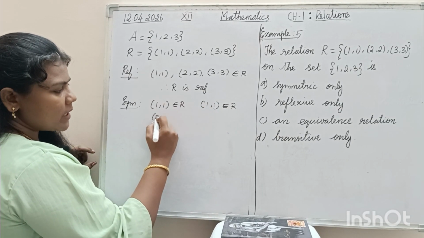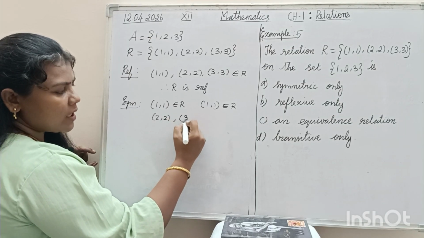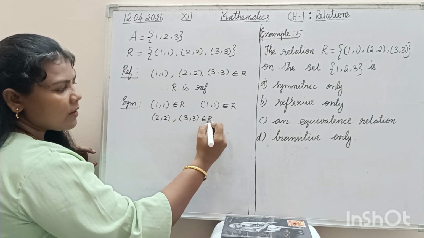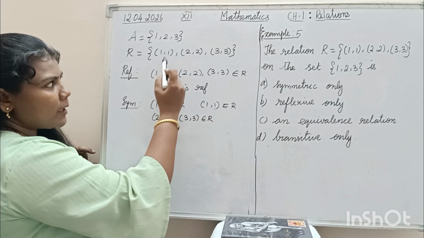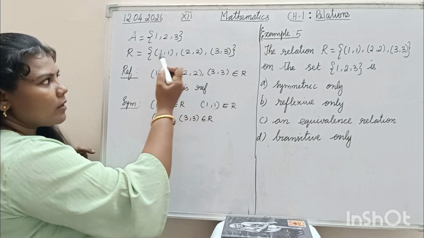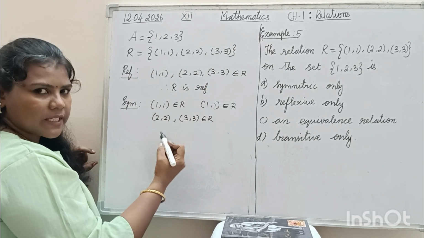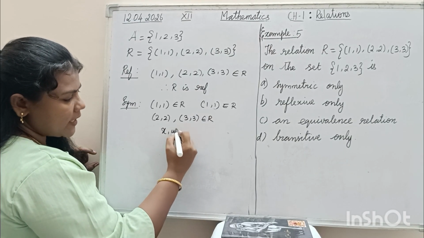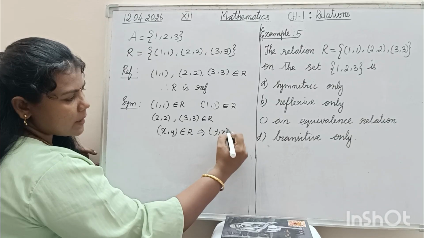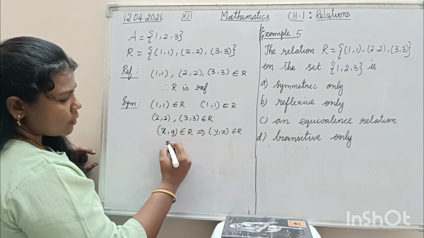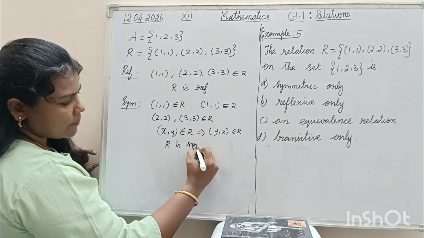It belongs to R. Similarly, (2, 2), (3, 3) belong to R. When we reverse it, we will be getting the same ordered pair. Now, every element of this relation set satisfies the condition, that is, for every (x, y) belonging to R implies (y, x) belongs to R. So, I could conclude that R is symmetric.